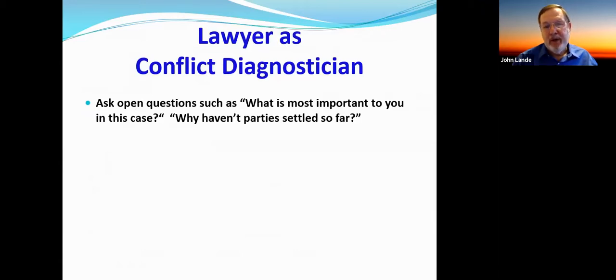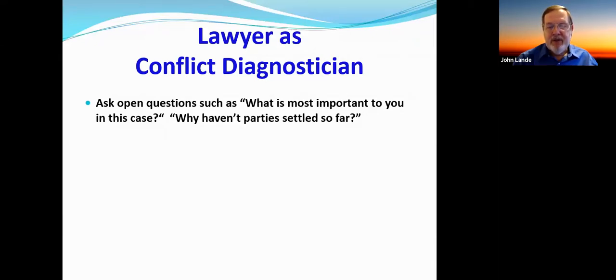So you can ask your client, what's most important to you in this case? And why haven't the parties settled so far? Now, again, in the United States, often what will happen is, people will have a problem and they will try and negotiate with each other. And many times they'll resolve it and they never go see a lawyer, they never file a lawsuit. When they do go to a lawyer, it's often because they've tried to settle and they haven't been able to, or they just don't even bother trying to settle because they don't trust the other side.